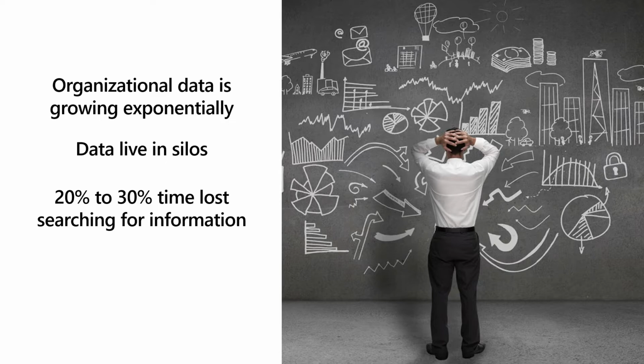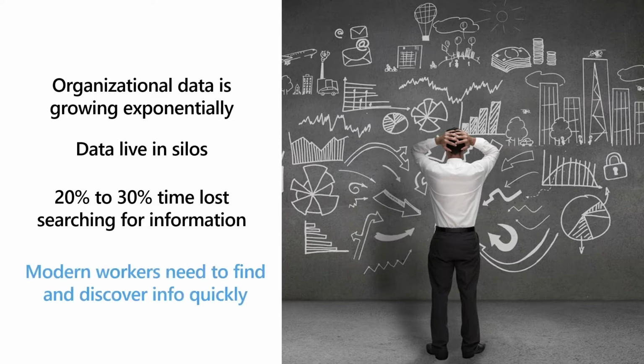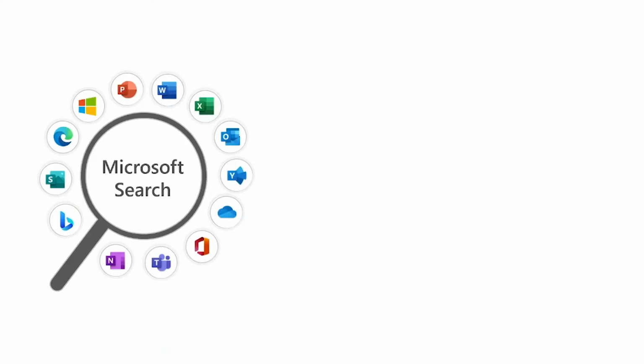Additional productivity is lost because people often need to duplicate work when they couldn't find the information they were looking for. Modern information workers are often frustrated by this, and they increasingly expect to be able to find the right information quickly across their organizations. But for Microsoft customers, there is good news.